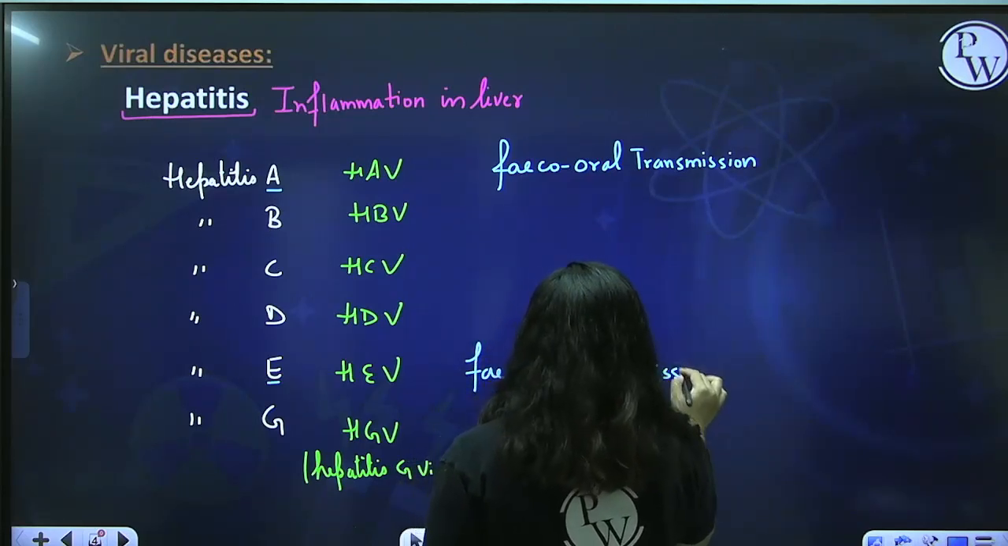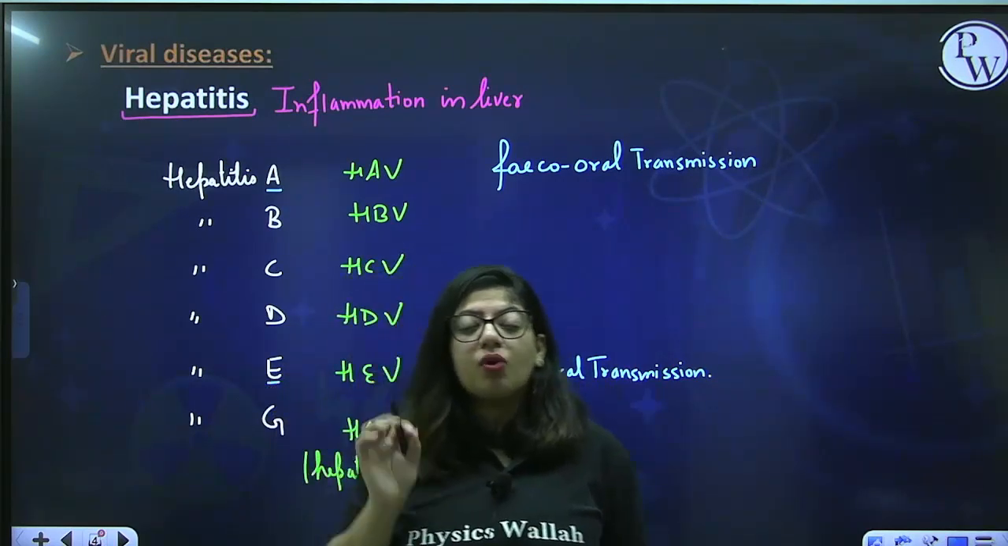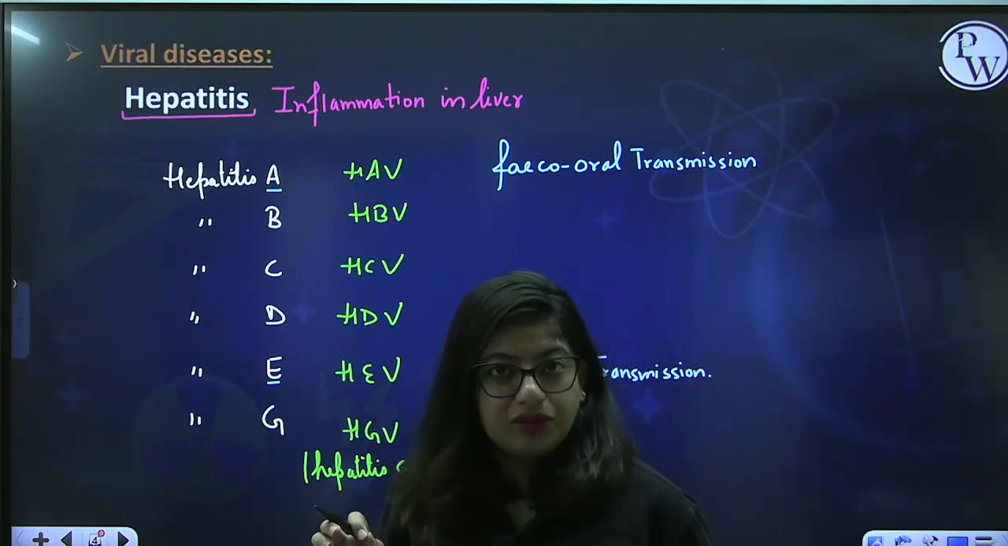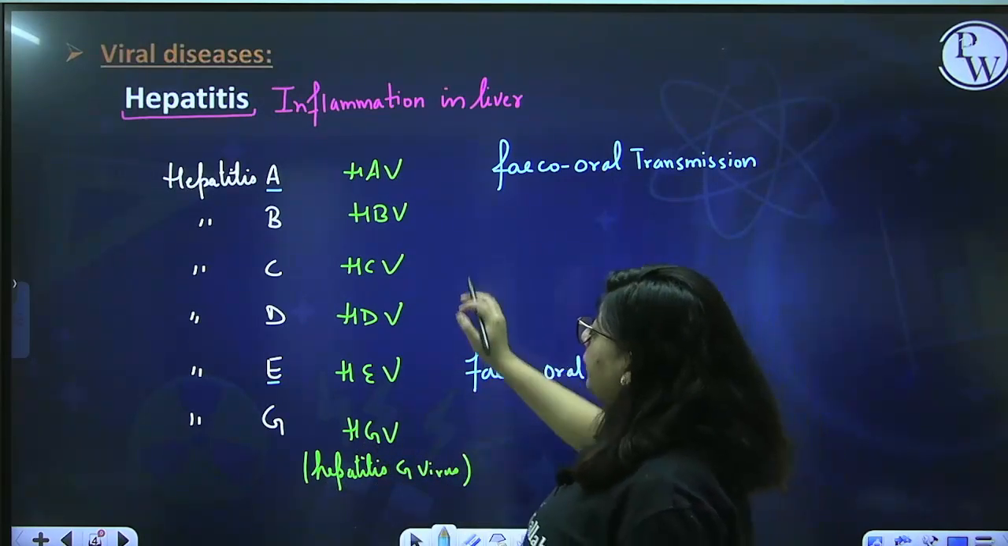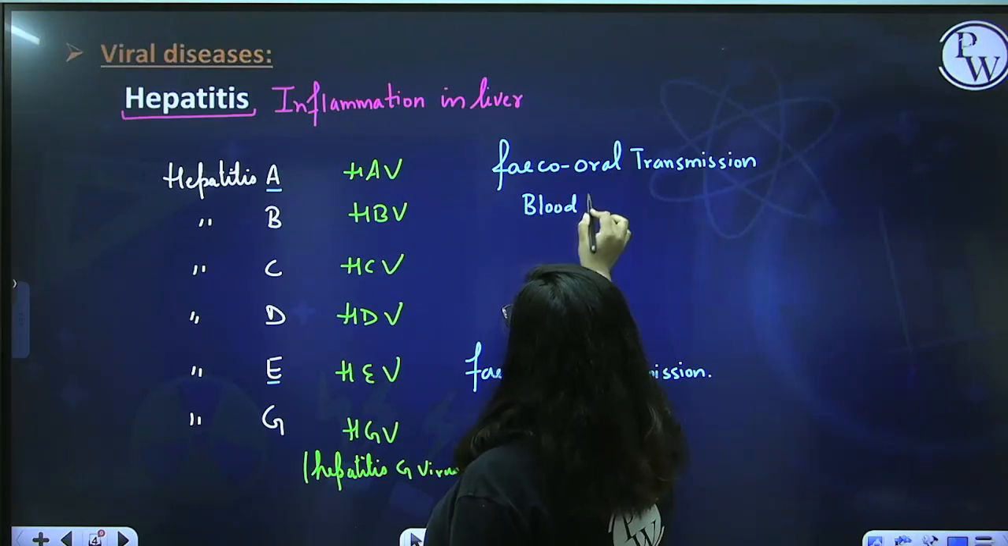So that is why it is very important to eat clean food, because you never know what virus or bacteria is present inside the food. Fine. Now, B, C, D and G spread through blood transfusion.